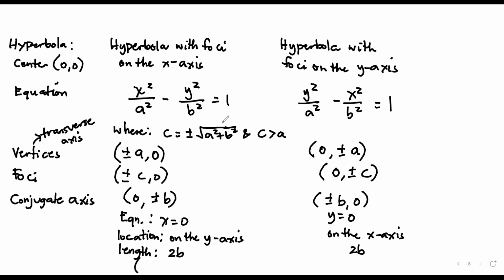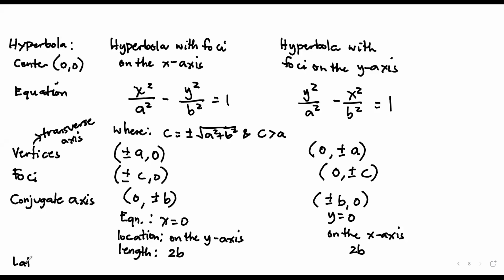Latus rectum pala. Kailangan natin yung endpoints ng latus rectum. So for latus rectum, the equation of latus rectum is x equals positive, negative, c. Diba sa ellipse, ganito din, nakapalo sa foci. So dito, the equation for latus rectum, if the foci on the y-axis, is y equals positive, negative, c.